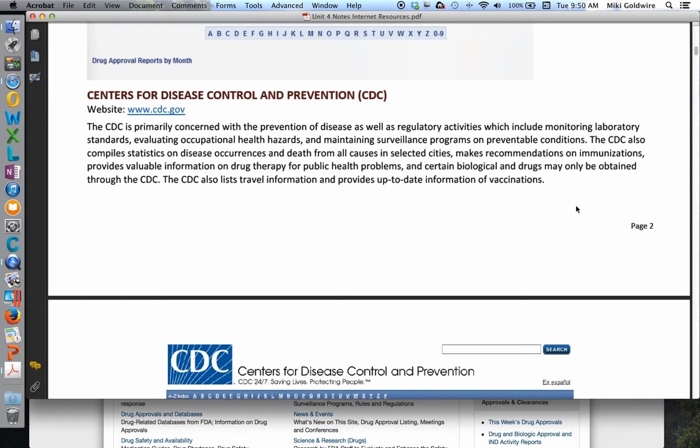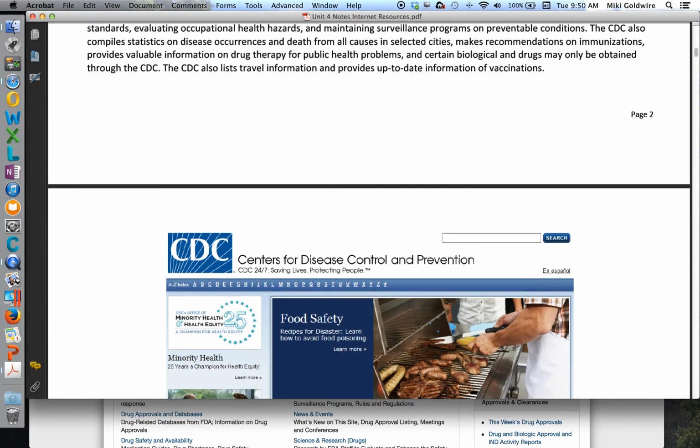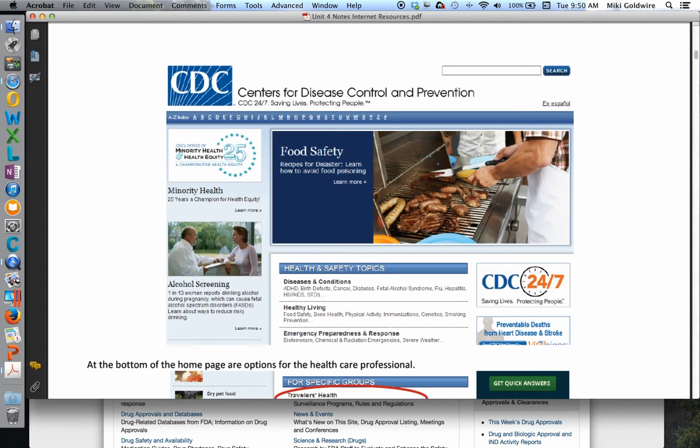The CDC also compiles statistics on disease occurrences and death from all causes in select cities, makes recommendations on immunizations, provides valuable information on drug therapy for public health problems, and certain biologics and drugs may only be obtained through the CDC. The CDC also lists travel information and provides up-to-date information on vaccinations. So why don't we go and visit the CDC?